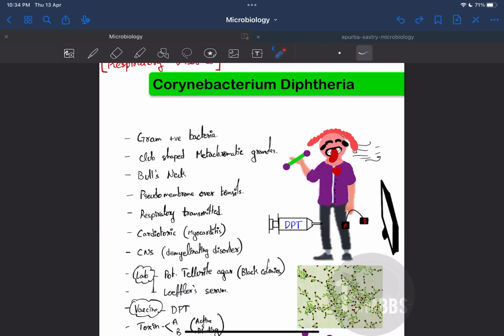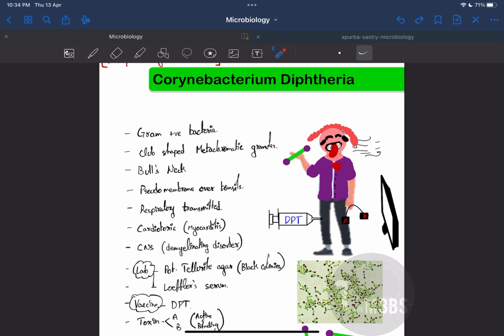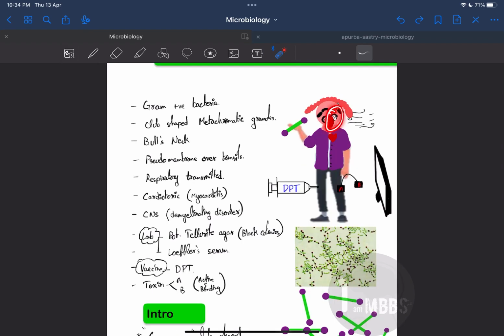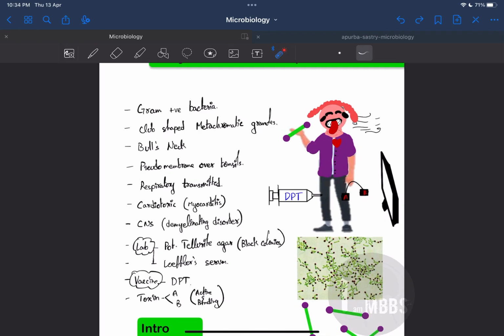Third, we can see an uneven enlargement of his neck, indicating the characteristic bull's neck, which is very important in diphtheria. Here you can see the whitish area in his mouth, indicating the whitish pseudomembrane over the tonsils, which is also a characteristic feature of diphtheria. And the wind which is present here helps you remember that it is respiratory transmitted.